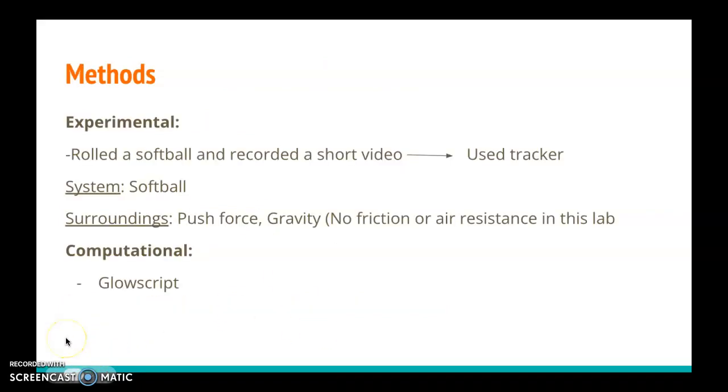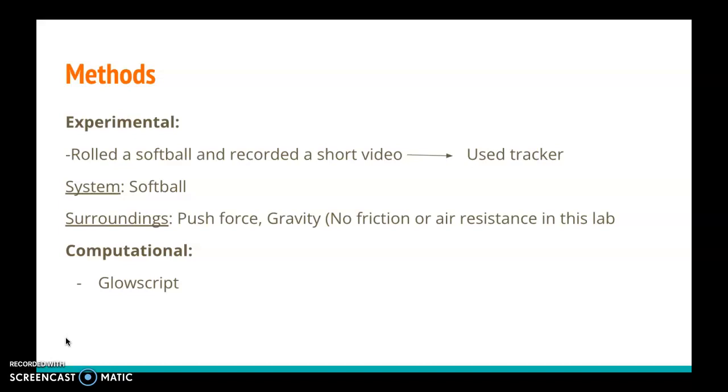Now we can compare the methods between the experimental and computational models used in this lab. For the experimental methods, a softball was rolled and a short video of the motion was recorded. The tracker software was used to analyze the motion of the ball using position and time stamps. In the experimental model, the system was the softball and the surroundings were the push force and the gravity, as friction and air resistance were not to be included in this lab.